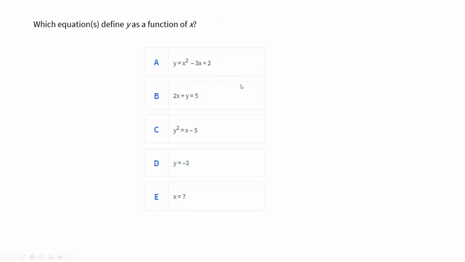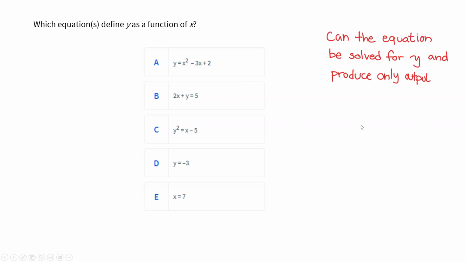And so to answer that question here, can the equation be solved for y and produce only one output for each input, or produce only one y value for each x value?